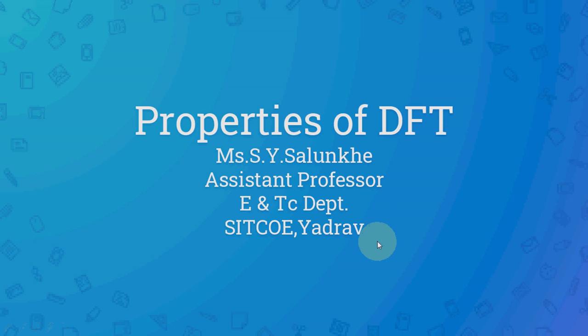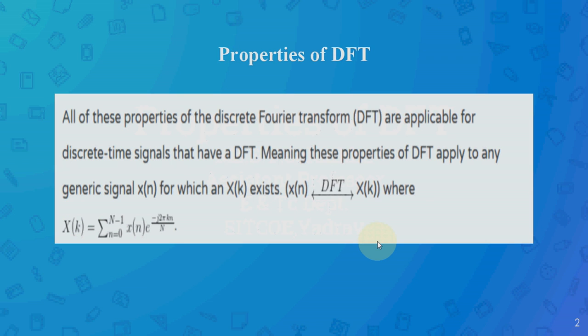Hello students, in this presentation we are going to study the properties of the DFT and some examples of the DFT. These properties of the DFT are applicable to discrete time signals that have a DFT, and the meaning is that these properties apply to any generic signal x of n for which x of k exists.